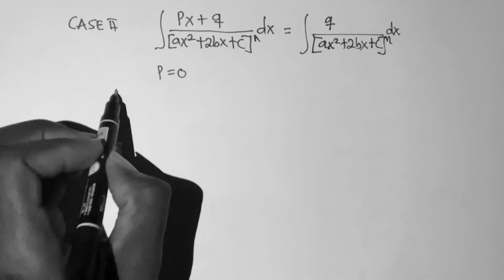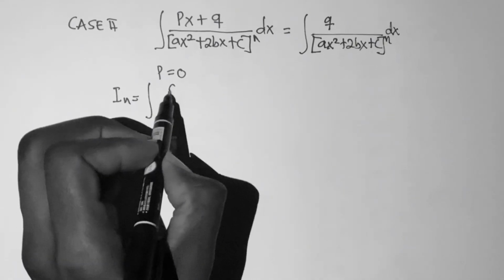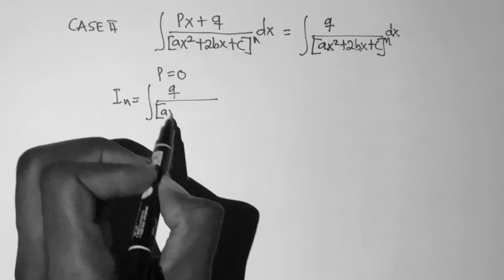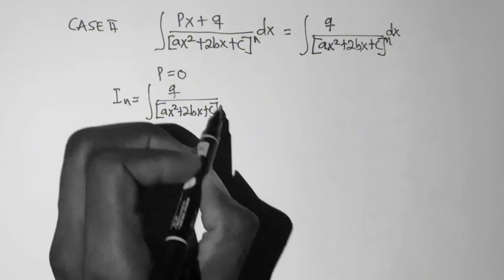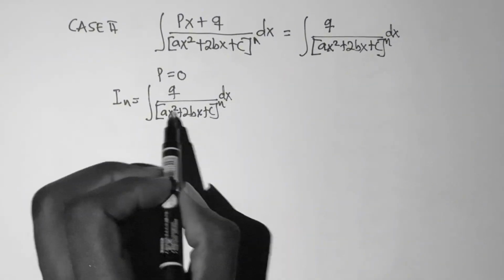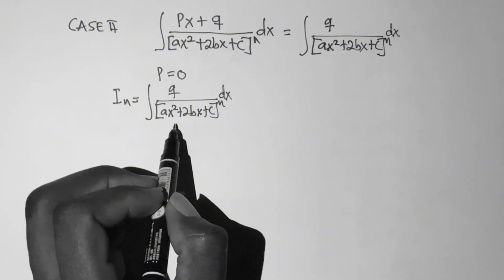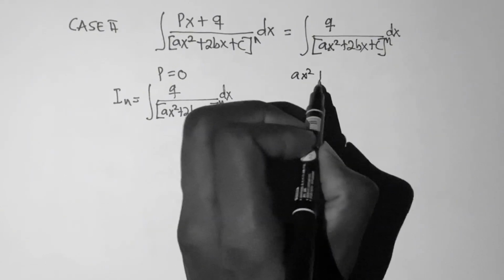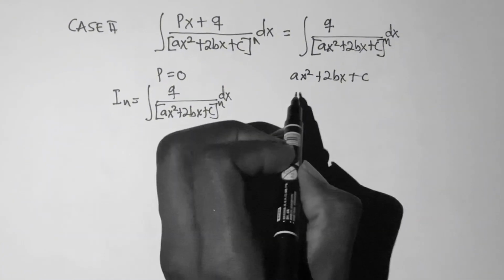So what we will do is let I of n be equal to the integral of q divided by (ax squared plus 2bx plus c) all exponent n dx. And let's take this denominator. This is a quadratic expression, so we can complete the square. So we have ax squared plus 2bx plus c. Let's complete the square.